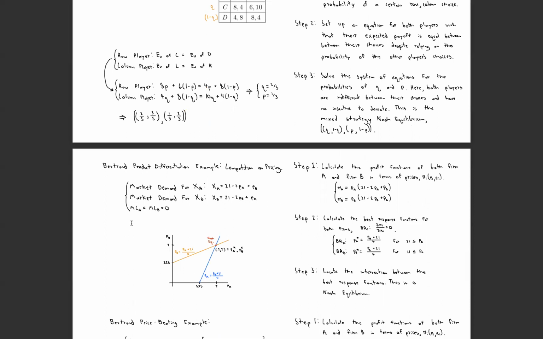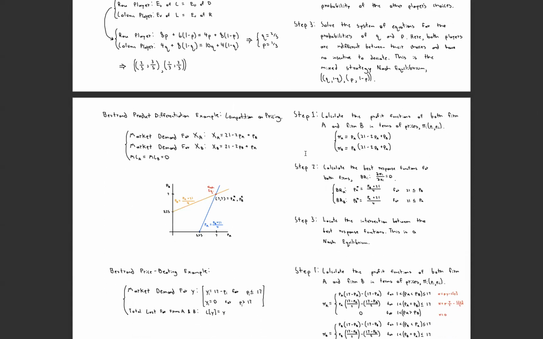Next thing we're going to review is Bertrand product differentiation. So this is going to be kind of the dynamics regarding competition and pricing in specific markets. So I've got the basic outline here for you. You've got your market demand for XA and XB, as well as the actual equations involving price of both goods. And then, of course, you've got your MCs there.